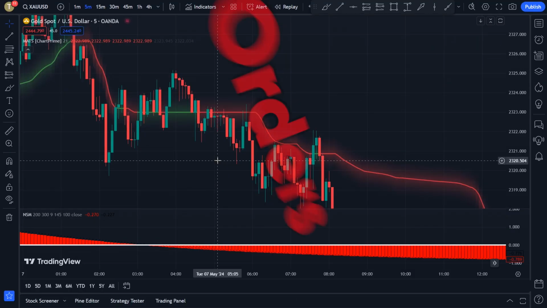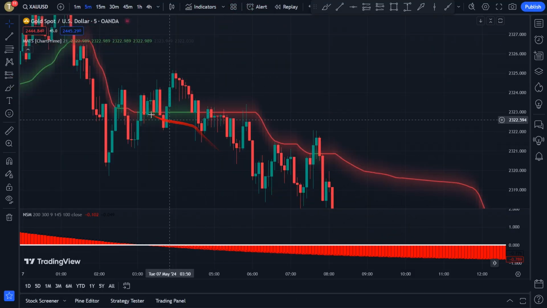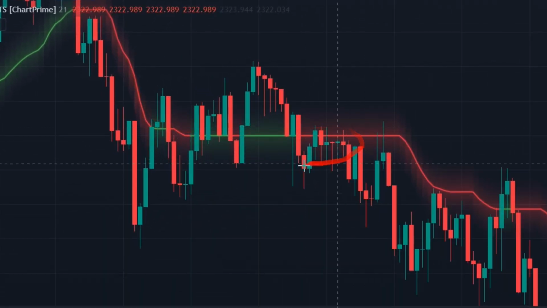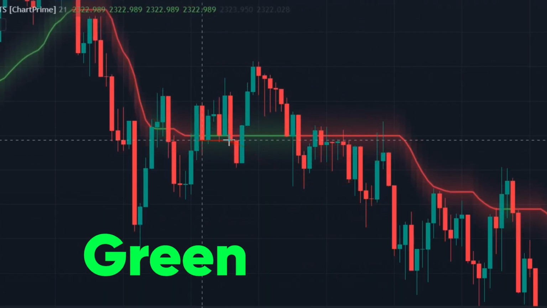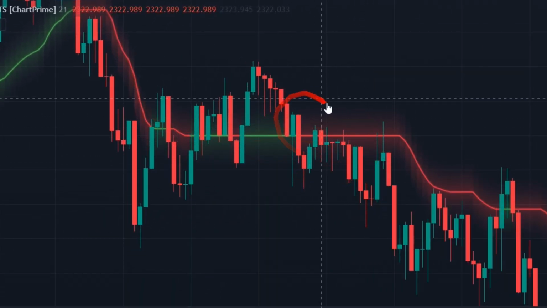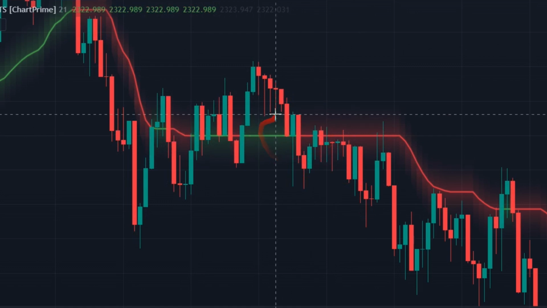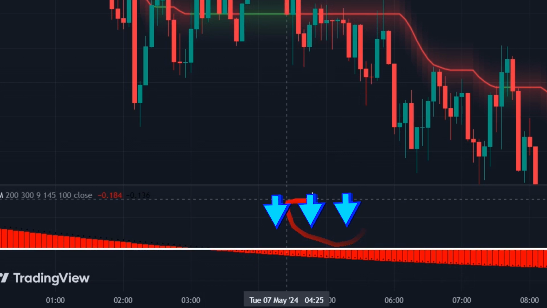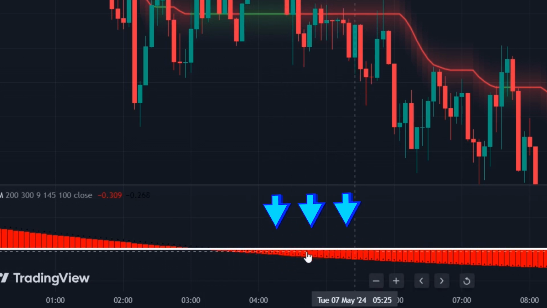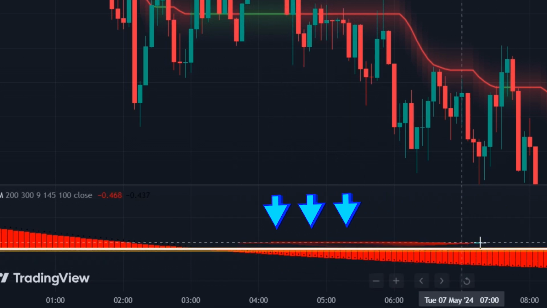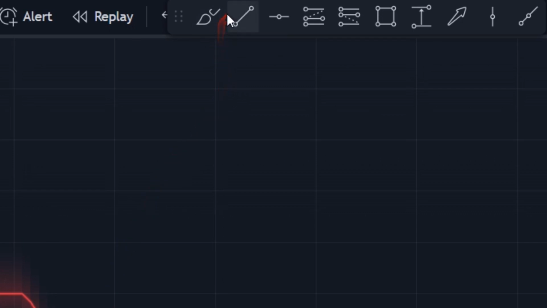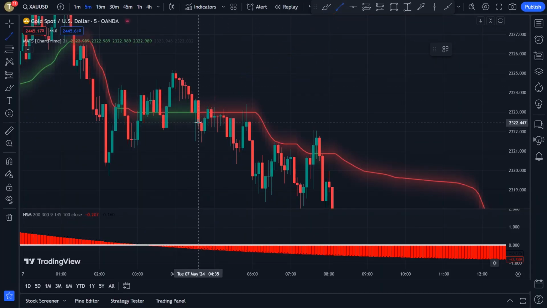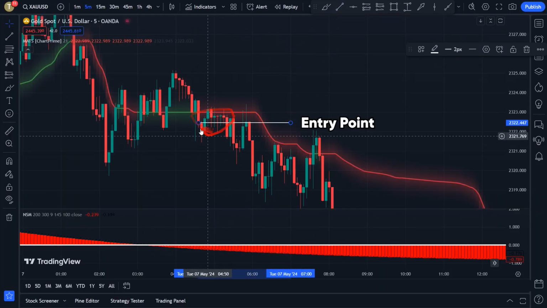We'll start with sell orders. First, we need to make sure that the sniper trend line has changed color from green to red. After we found that point, we should go to the MACD indicator and make sure that here the columns are red and placed below the zero line. When all conditions are met, we have found our entry point.